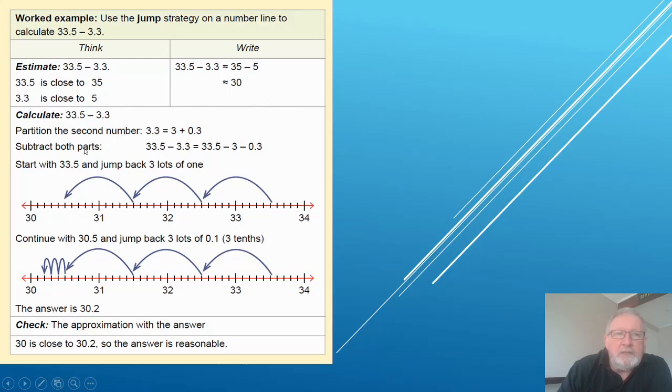Now, you can actually see the jump strategy here on a number line. So when I take it away, first of all, I'm going to take away the 3. 1, 2, 3. So when we start at 33 and 5 tenths, we're back to 30 and 5 tenths. And then we're going to take away the 3 tenths. 1, 2, 3 takes us to 30 and 2 tenths, and that's very close to our estimate of 30.